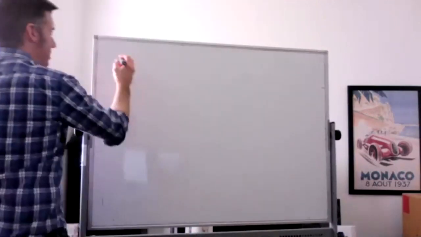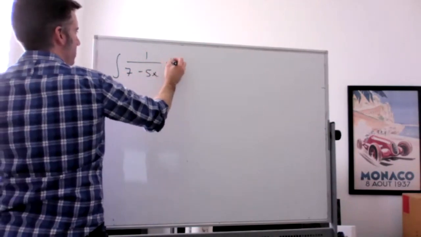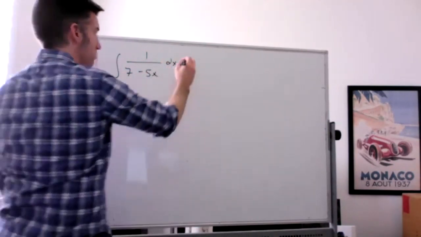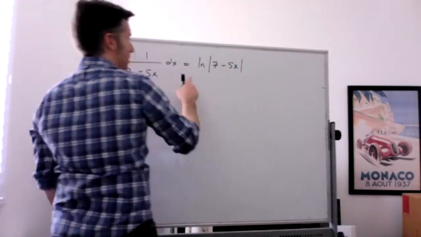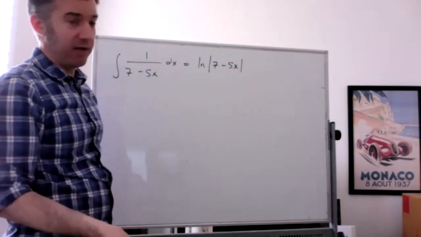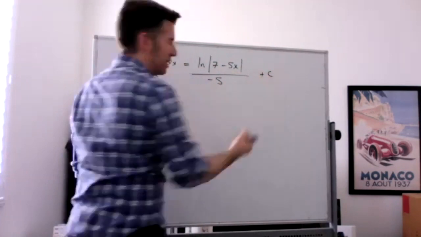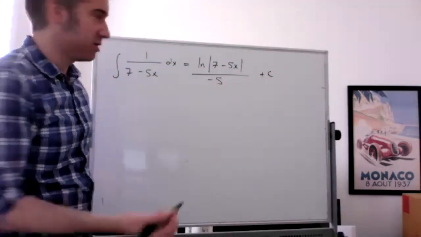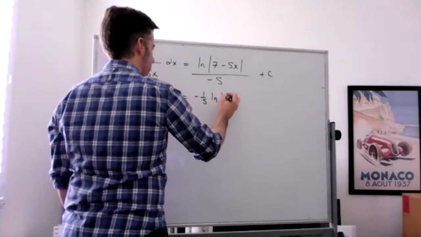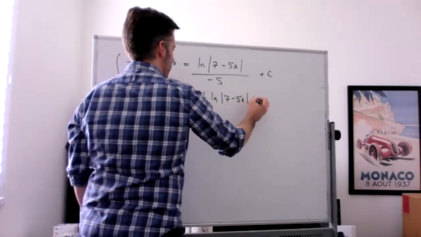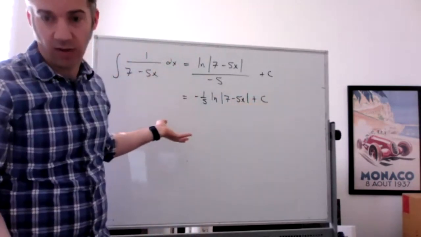So if we want to integrate, say, the integral of 1 over 7 minus 5x dx, I know that's going to be the natural log of the absolute value of 7 minus 5x divided by what? Well, divided by -5. And you can write it as divided by -5 like that. But it's usually more standard to write it as times -1/5. So I would encourage you to write it that way, but either way, technically it's correct.